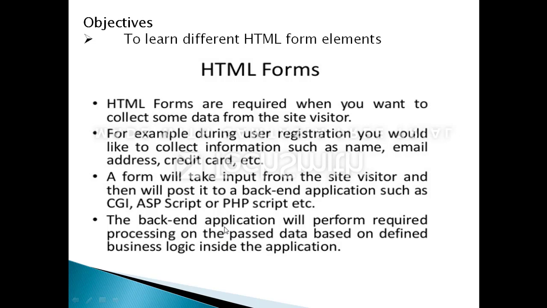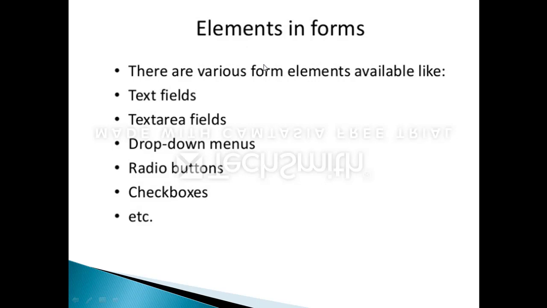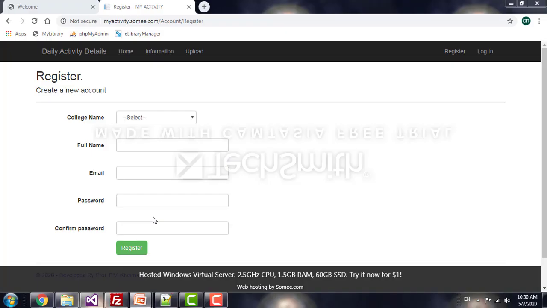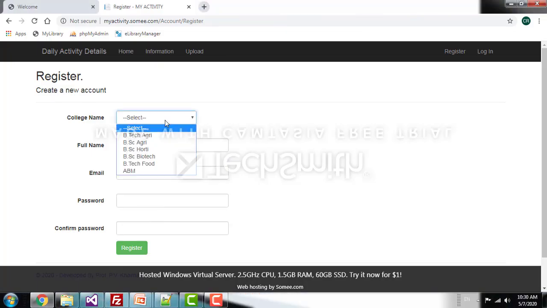So which are the elements in the forms? There are various form elements available like text fields, text area fields, drop down menus, radio buttons, checkboxes, etc. As we can see here, this is a drop down, this is a text field for name, email, password, confirm password, and a text area for multiple lines.